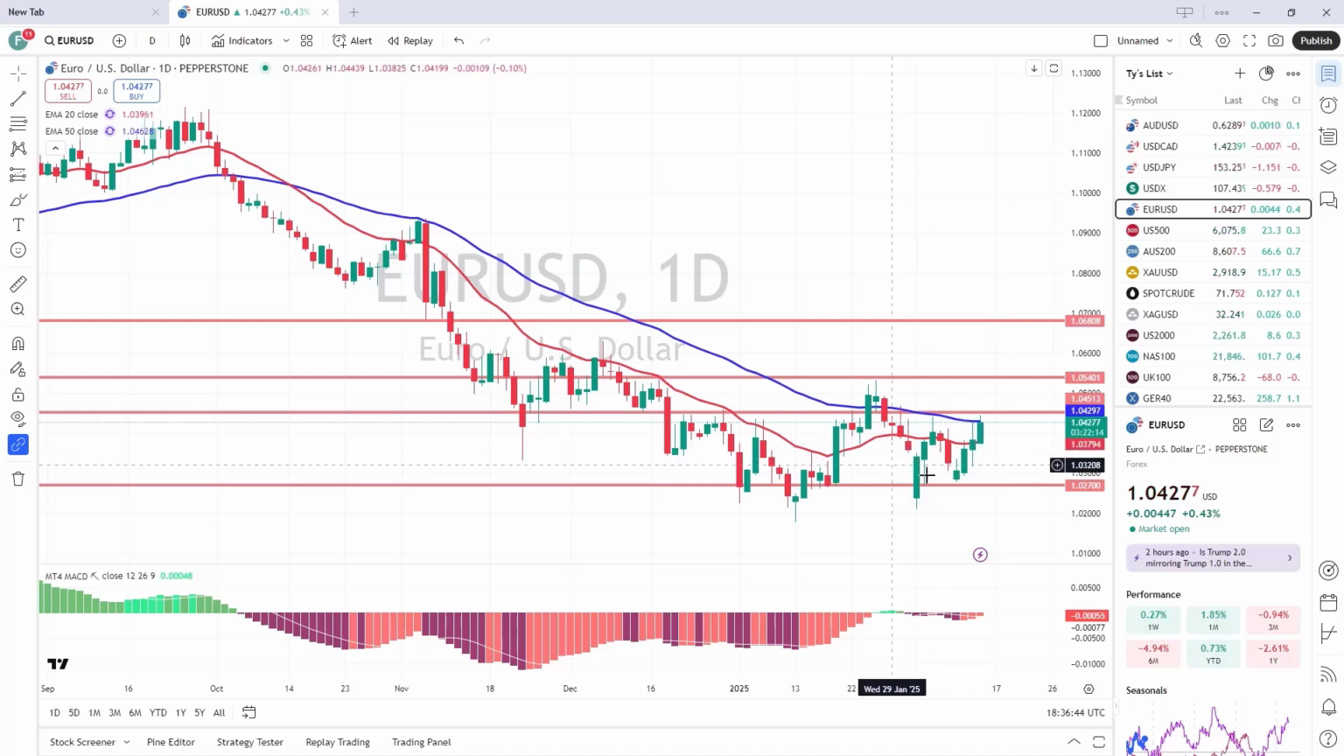Good trading on the euro, and we look like we're about to get a breakout, especially if it's trading above the 104.50 on a Monday. That would be quite impressive. I think that might set the trend for the week, and it might see us push up a little bit higher. So pretty good trading on the euro.